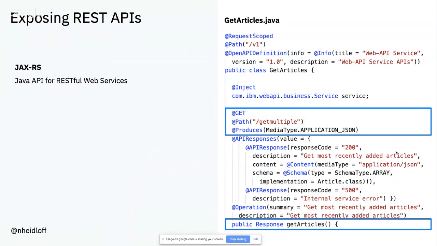And in order to do that, you can use standard JAX-RS. So this is nothing new, right? So that's why I'm going through it here really quickly. All you need to do here is to use the known annotations like get, path, produces, and so forth.